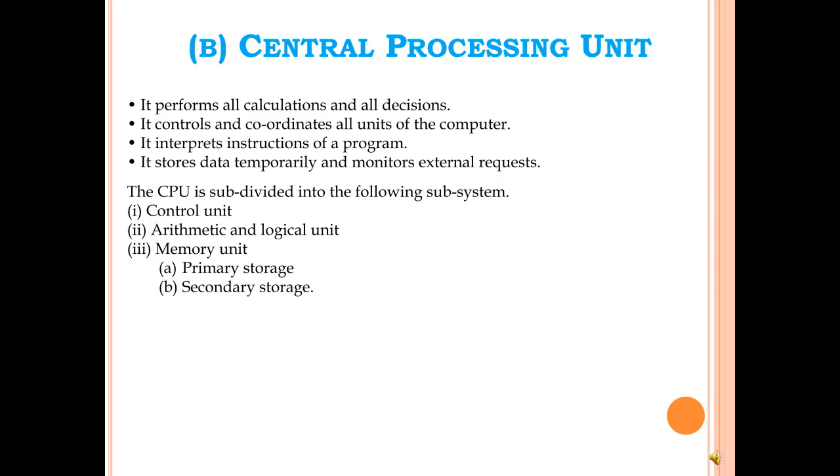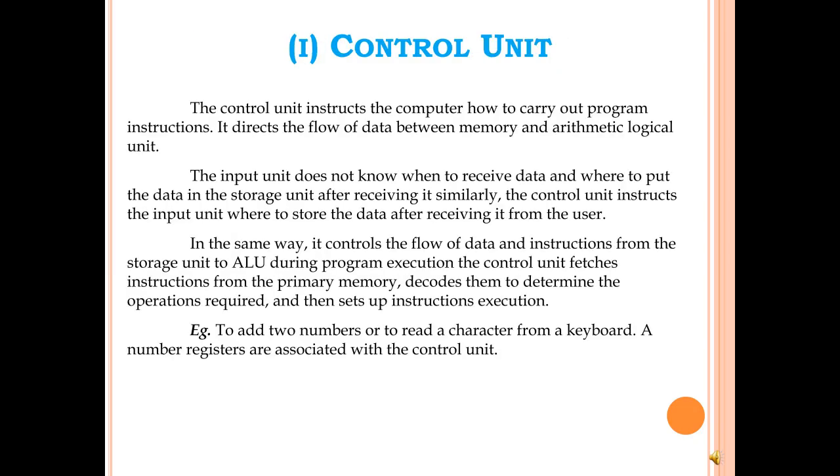Now, the CPU is subdivided into the following subsystems. One is called the control unit, one is called the arithmetic and logic unit, and one is called the memory unit. And the memory unit is also subdivided into two types of storage, that is primary storage and secondary storage. Let's discuss these. So, the control unit.